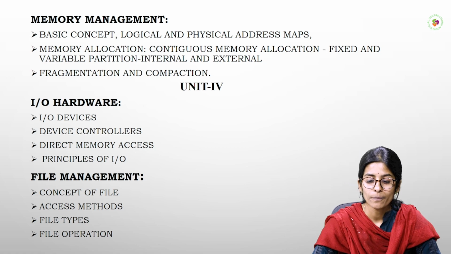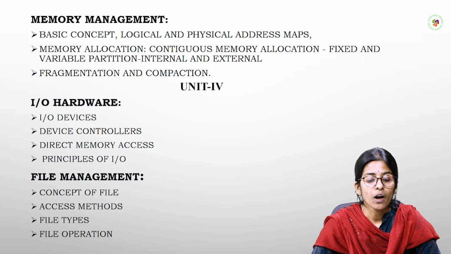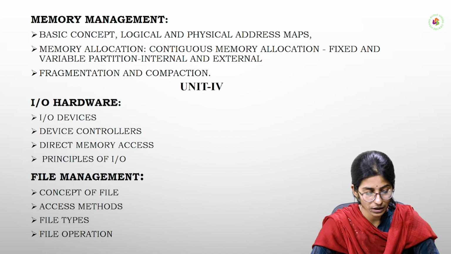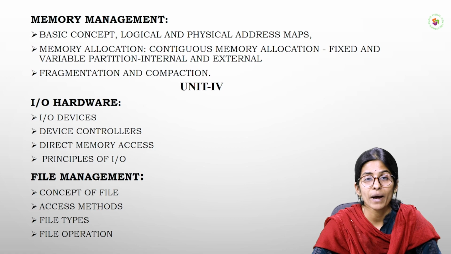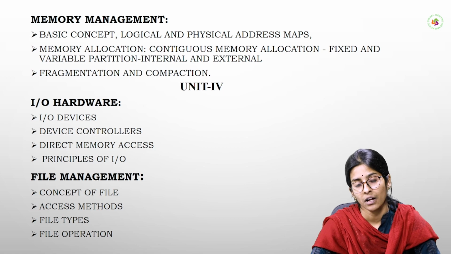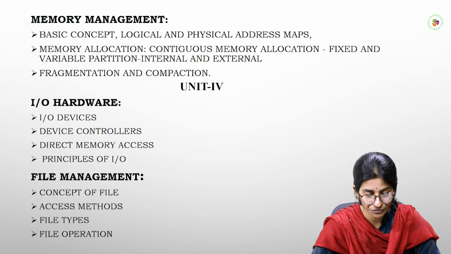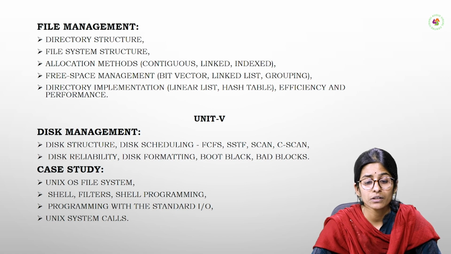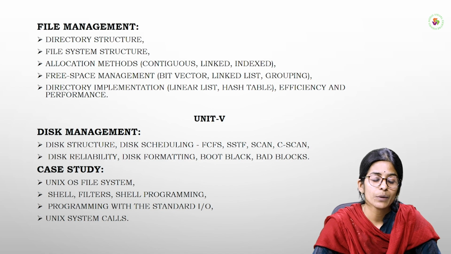After that, unit 4, we have IO hardware, input output device hardware. So we will learn about IO devices, IO hardware, and we will learn about file management. How we will manage our file systems in our OS. So we will learn about these topics also. After that, in file management, we have directory structures and file system structure. Different types of structures we have. We will learn about those also.